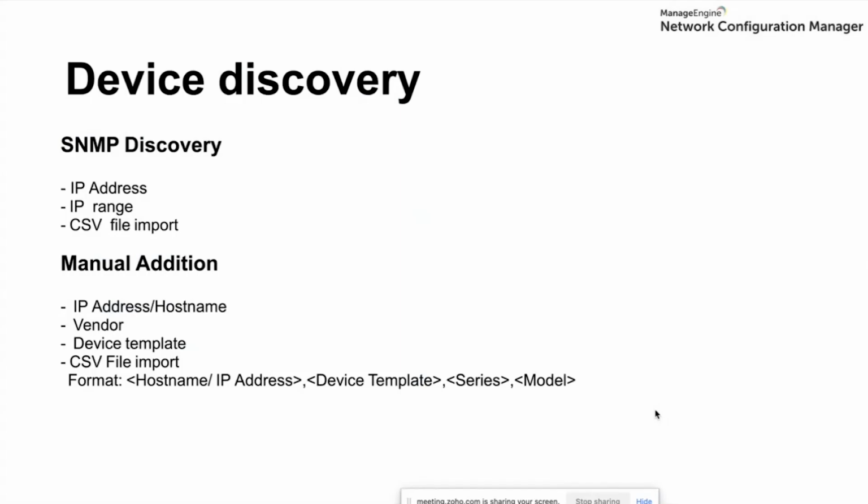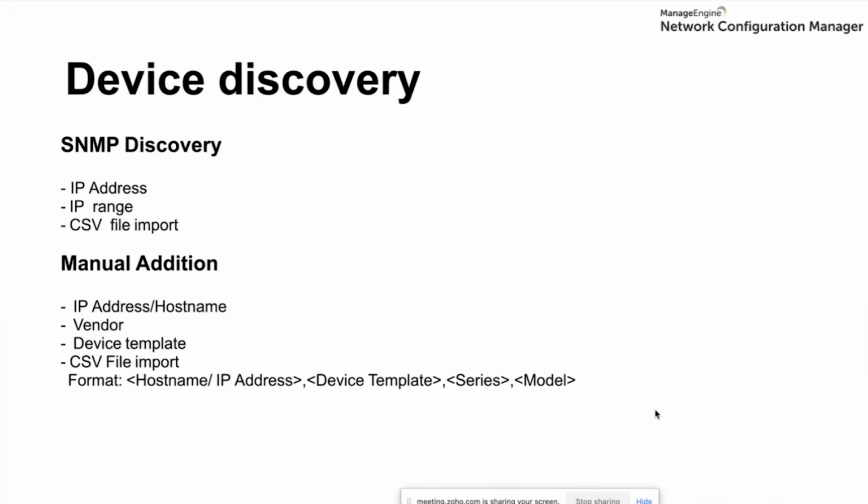So let's get into the first topic, which is device discovery. We have two major types of discovery. One is SNMP discovery, and the other one is manual addition. There is also a third type, which is common to both of these discovery methods, which is the CSV file import.